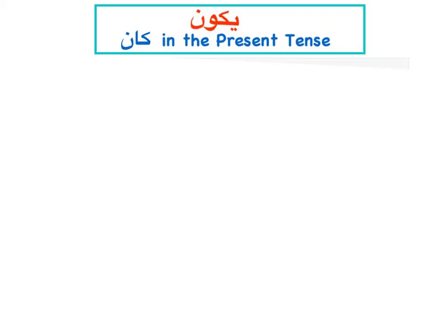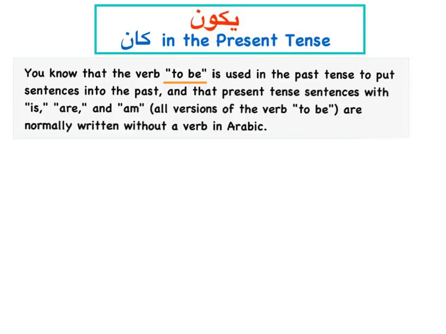كان in the present tense, يكون. You know that the verb to be is used in the past tense to put sentences into the past. That's easy. And the present tense sentences with is, are, and am, all versions of the verb to be, are normally written without a verb in Arabic. It means that in Arabic, the equivalent of to be, كان, يكون, doesn't need another verb to give it meaning.